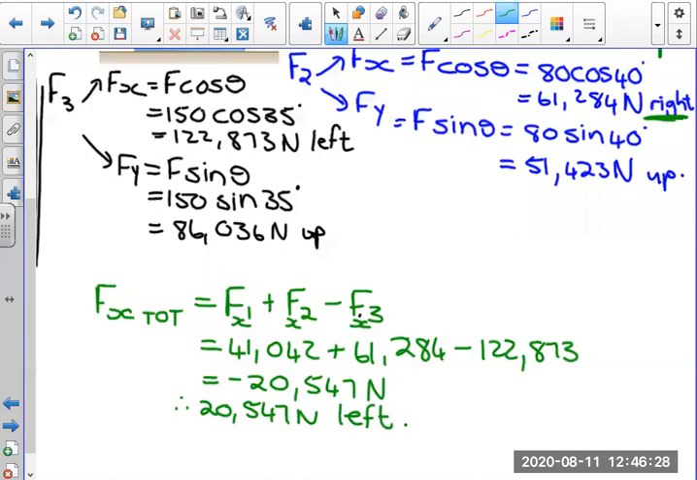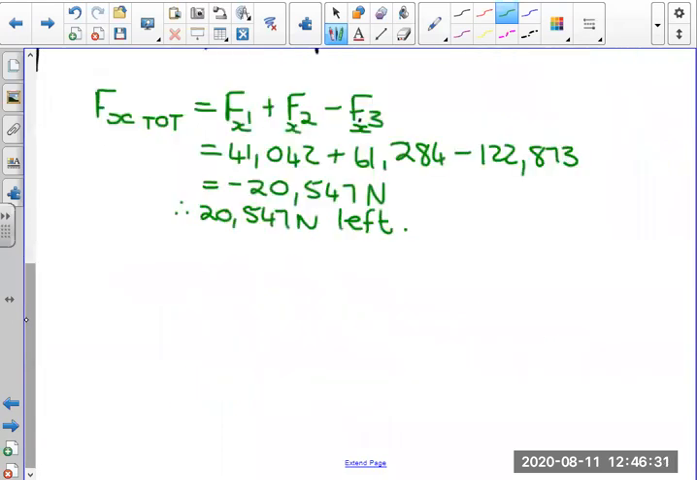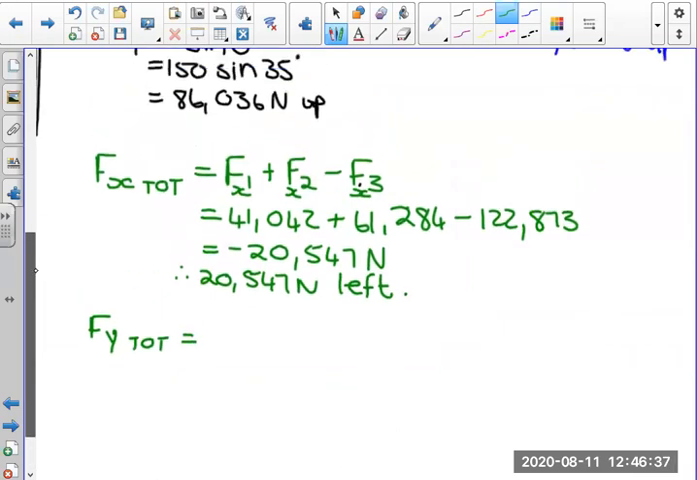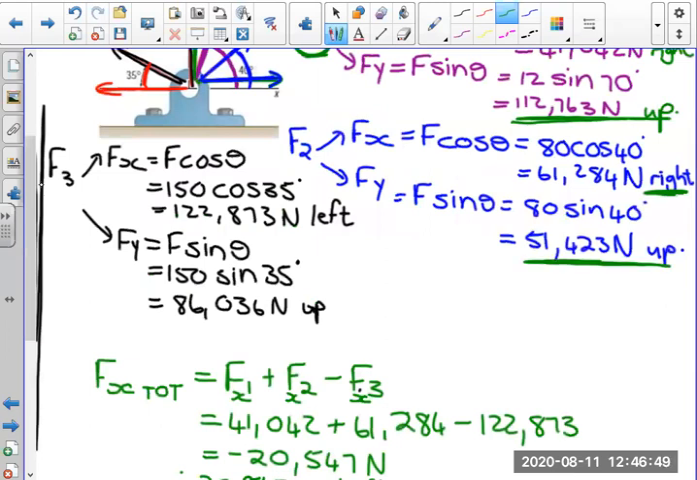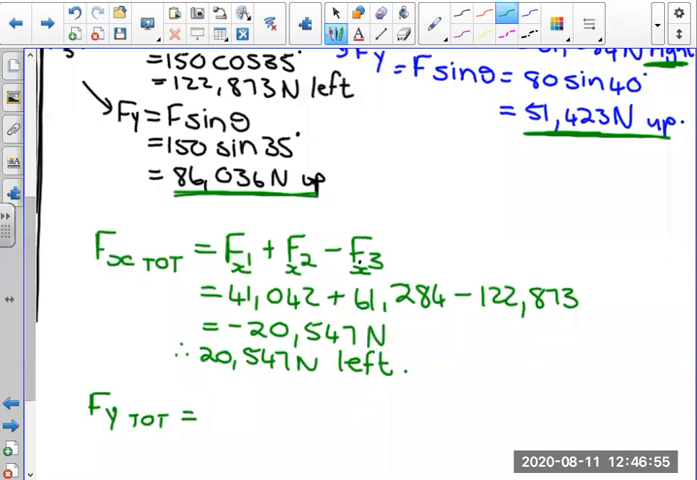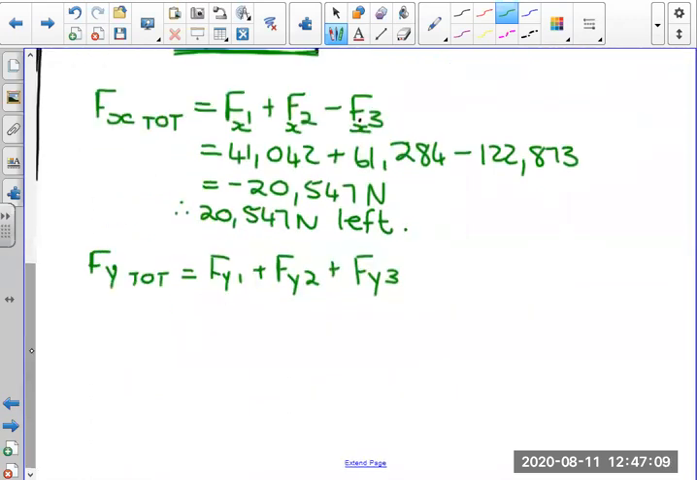Right, now the next thing I'm going to do is add all the y's. Fy total: all the y's are going upwards, you can go and check there. F1's y is upwards, F2's y is also upwards, and F3's y is also upwards. Because all of them are in the positive y direction, I can say Fy of 1 plus Fy of 2 plus Fy of 3. So I can just add everything and I will get a total answer which is upwards.